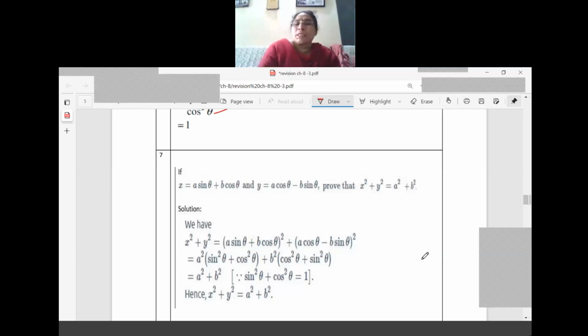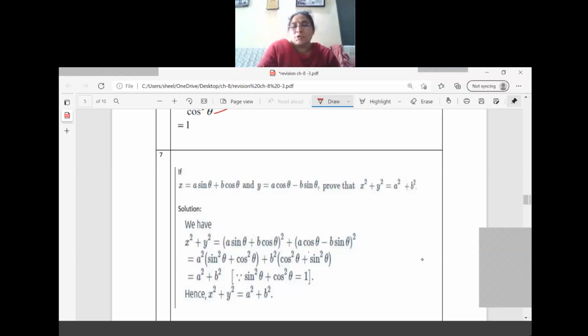Again, substitution and expanding. Since it is a plus b whole square and a minus b whole square, the middle term will get cancelled. So what is the term there? a square into (sin square theta plus cos square theta) plus b square into (cos square theta plus sin square theta). So what is sin square theta plus cos square theta? It is 1 only. Cos square theta plus sin square theta is also equal to 1. So what is remaining there? a square plus b square. So what is the final answer? x square plus y square equal to a square plus b square only.